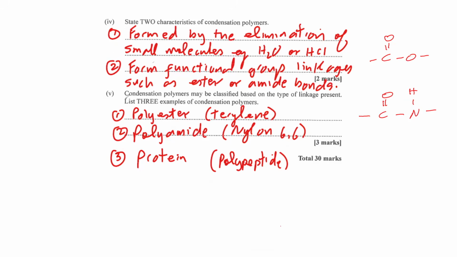Part 5. Condensation polymers may be classified based on the type of linkages present. List 3 examples of condensation polymers. So our specific examples would be a polyester, namely terylene, a polyamide, namely nylon 6,6, or protein, your polypeptide.